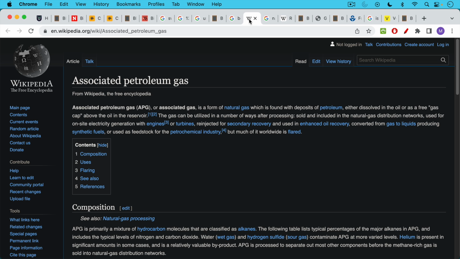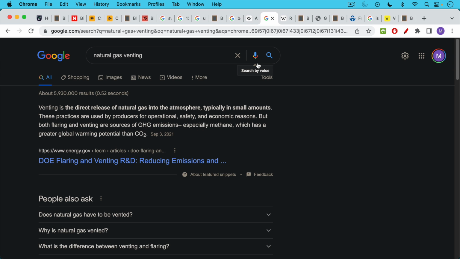The first one we're going to talk about is something called APG, associated petroleum gas. This is a form of natural gas that's found alongside deposits of petroleum, crude oil, etc. It's either dissolved in the oil or it's sitting in the reservoir above the oil. So this can be a byproduct of extracting crude oil from the earth.